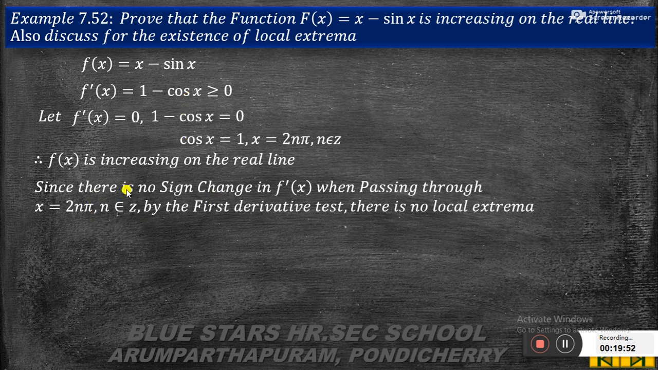So from this I conclude that there is no sign change in f'(x) when passing through x equal to 2nπ, where n belongs to Z. By the first derivative test there is no local extrema. No sign change means no local extrema, I conclude that.